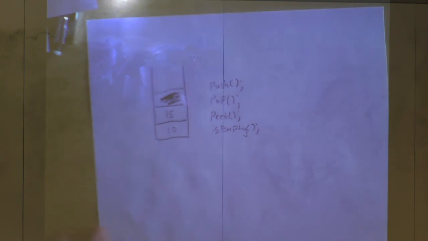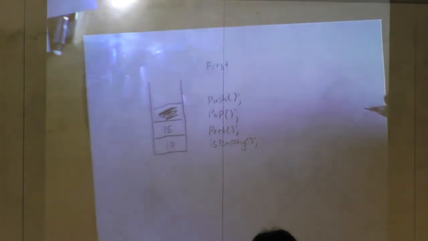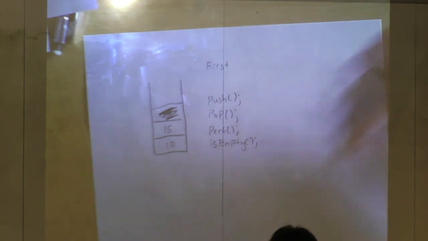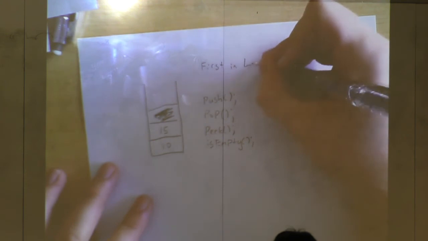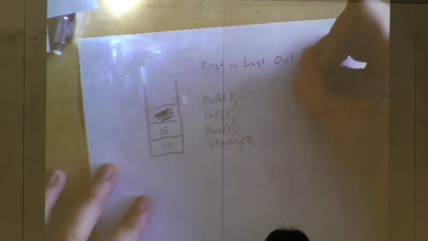So this is called first in, last out. So FILO data structure, first in, because the first element that goes in, right, if you insert 20 elements and then you pop all of them, you push 20 and then pop 20, the first one that was pushed is going to be the last one that was popped, right? So first in, last out.